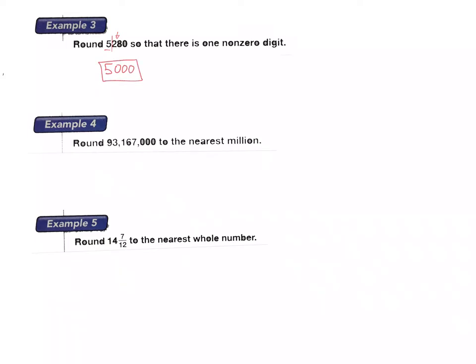It says round this to the nearest millionth. So now I find the millionth. This is ones, tens, hundreds, thousands, 10,000s, 100,000s, millionths. So I'm trying to go to right here, cut it off. Since this is a 1, that 3 is going to stay a 3. 93 million.